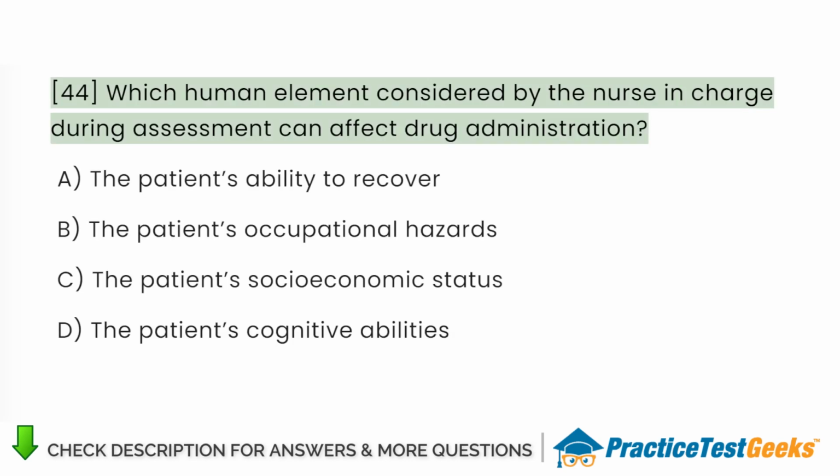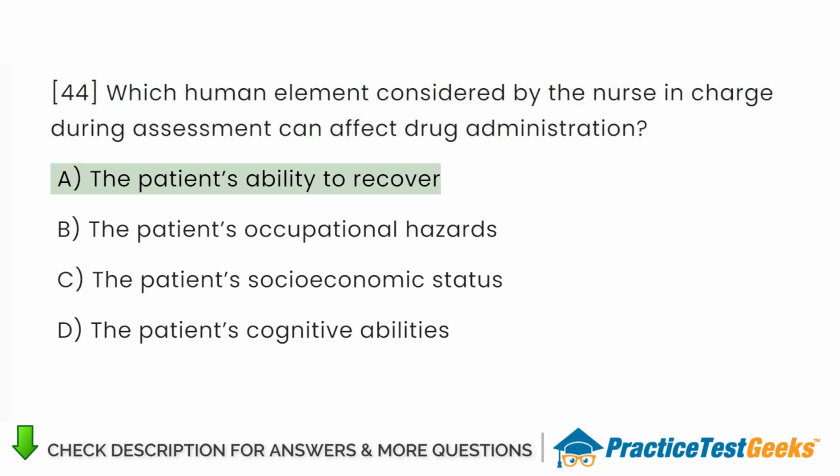Which human element considered by the nurse in charge during assessment can affect drug administration? A. The patient's ability to recover. B. The patient's occupational hazards. C. The patient's socioeconomic status. D. The patient's cognitive abilities.